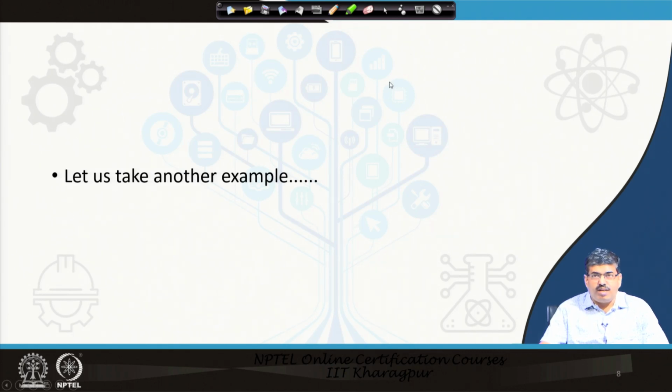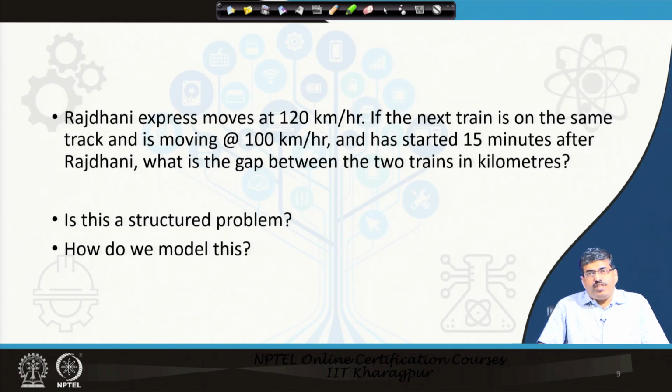Let us take another example, we will come back to it. Rajdhani Express moves at 120 kilometers per hour. If the next train is on the same track and is moving at 100 kilometers per hour and has started after 15 minutes of Rajdhani, what is the gap between two trains in kilometers?